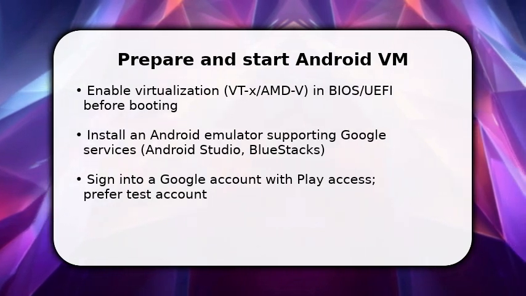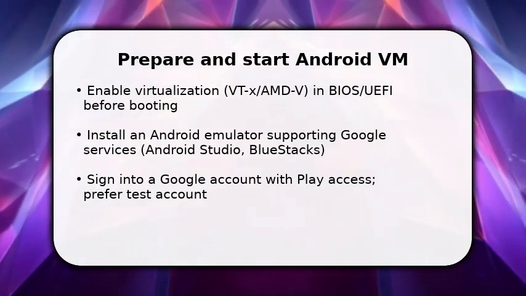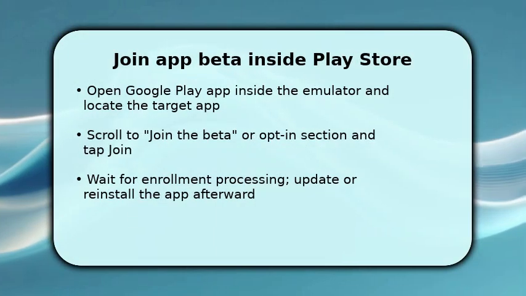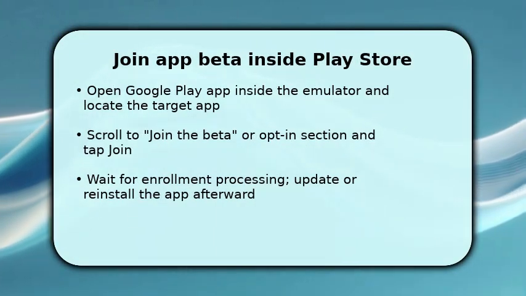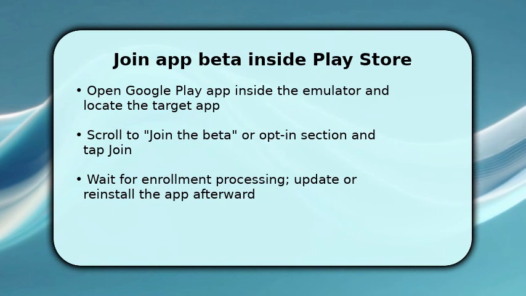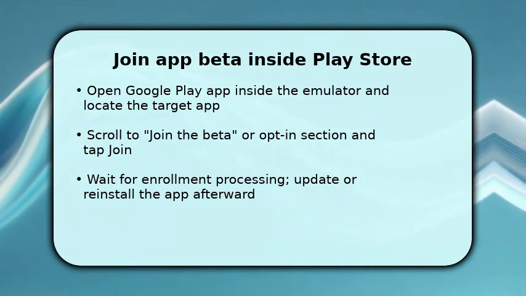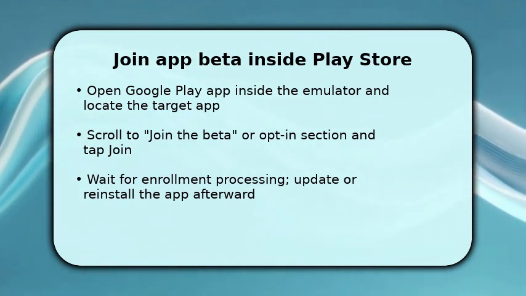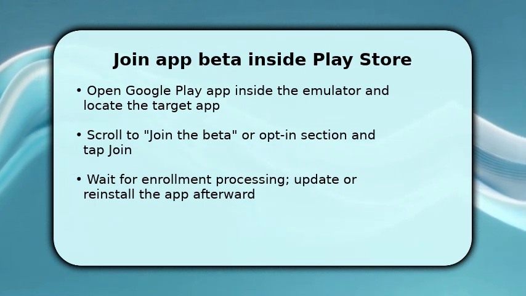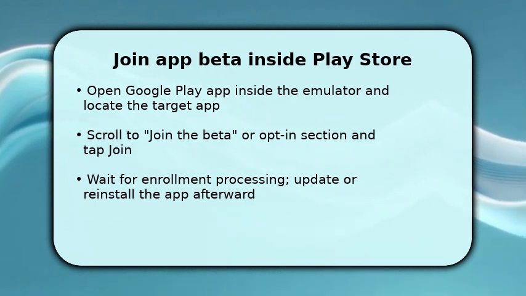Start the virtual device and proceed to the Play Store app. Once the Play Store is open in your emulator, search for the app you want to beta test. You must use the same Google account that's enrolled in the beta. Then scroll to the developer's beta or join the beta section and tap to opt in. The store sometimes shows a short processing delay.